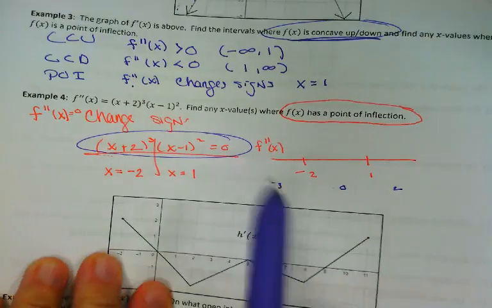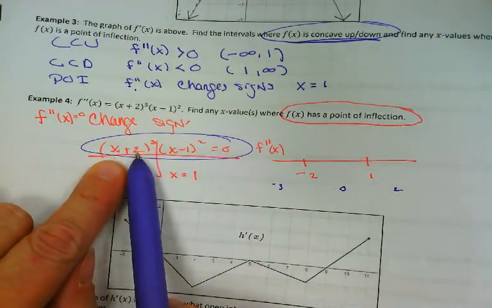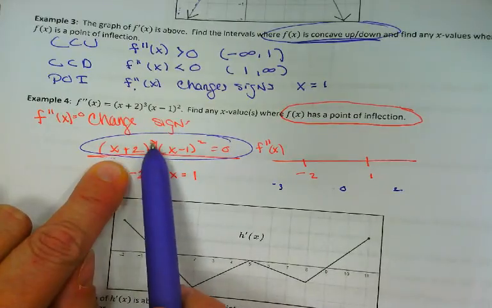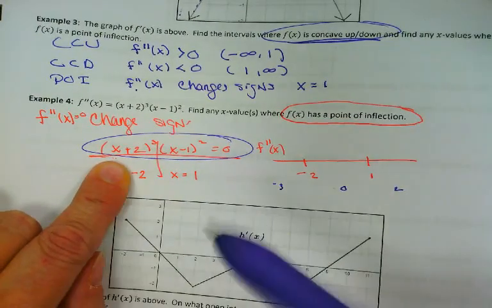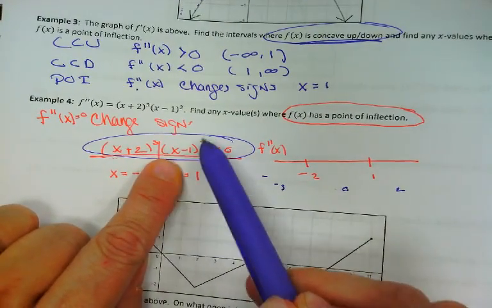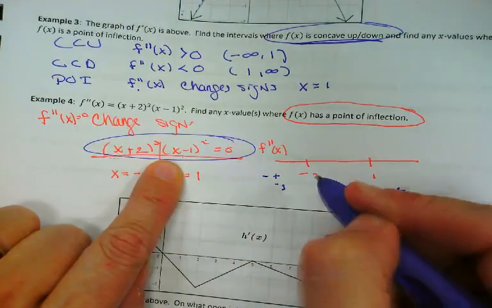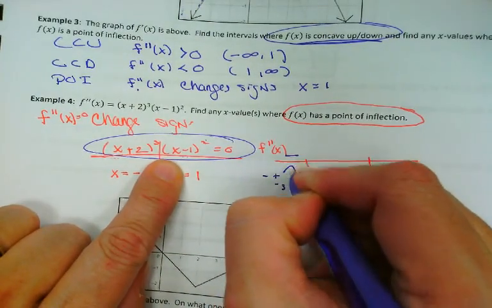All right, let's compare. -3. What's -3 plus 2 is what type of number? Negative. And if I cube a negative, I still get a negative. I don't even care what I plug in here. I'm squaring it. What's it always going to turn out to be? Positive. So this is going to get me a negative. So I'm concave down.